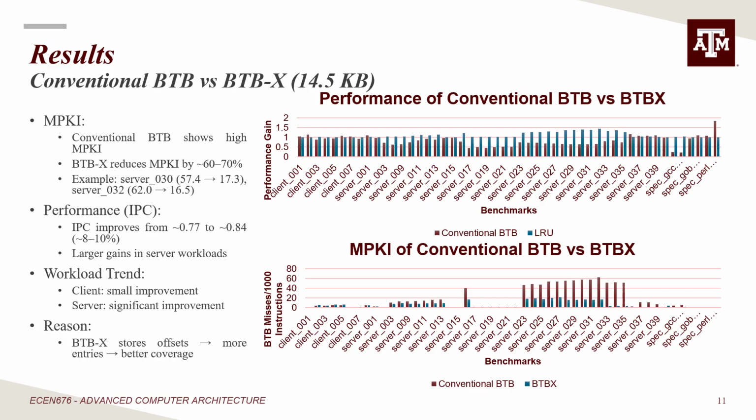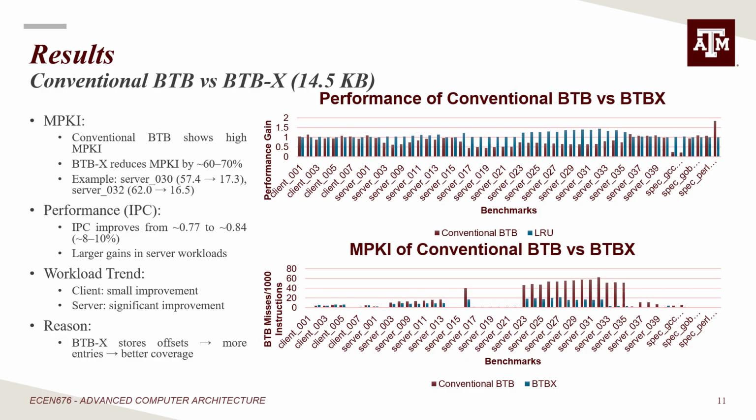In contrast, BTB-X stores PC-relative offsets instead of full targets and uses heterogeneous ways to match the actual offset size. This significantly increases the number of effective entries within the same storage budget. As a result, the MPKI reduces by 60 to 70% in the server workloads. For example, in server 30, the value drops from around 57 to 17, and server 32 from 62 to 16.